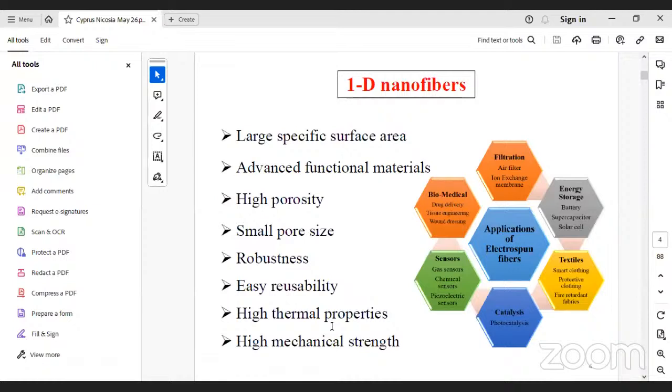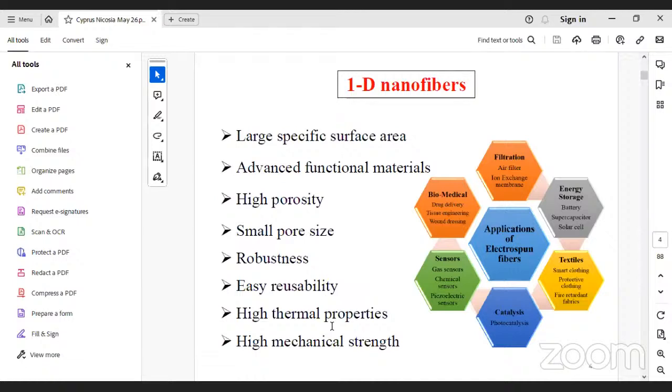Catalysis, that is, the material can be used as a photocatalyst. The material can be used in organic transformation reactions. When we talk about sensors, these materials can be used in flame resistive sensors, chemical sensors, and piezoelectric sensors. In biomedical applications, because of these specific properties, the materials have a good advantage for drug delivery, tissue engineering, and wound dressing. So why have these applications been specifically defined?